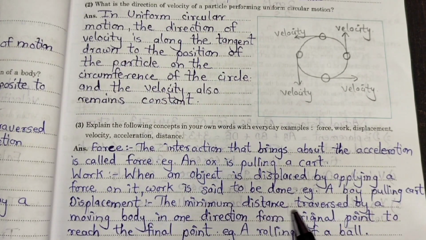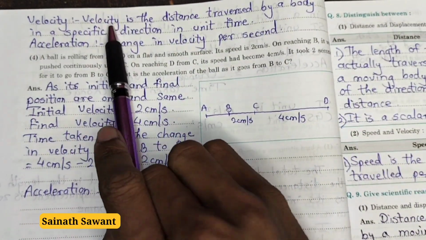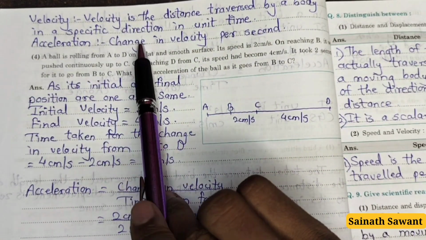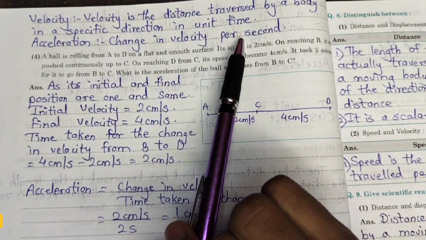Displacement. The minimum distance traversed by a body in one direction from the original point to reach the final point. Example: a rolling ball. Velocity. Velocity is the distance traversed by a body in a specific direction in a unit time. Acceleration, change in velocity per second.